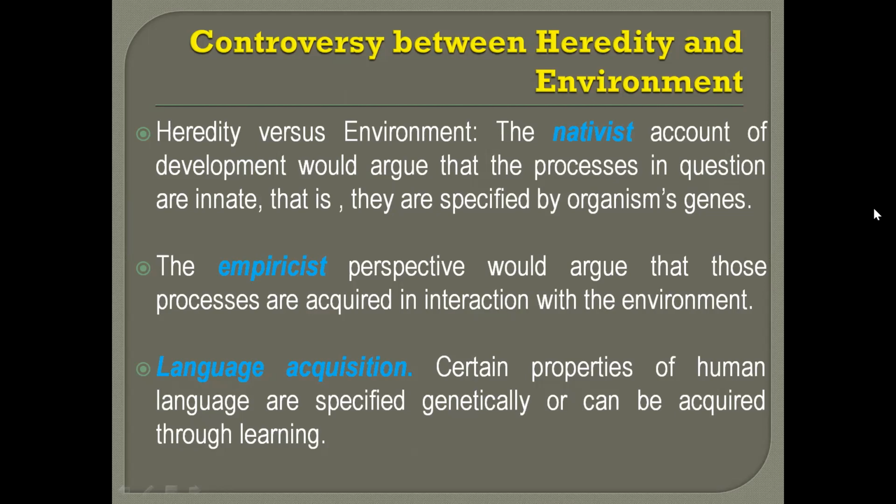One of the significant issues in developmental psychology is the relationship between innateness and environmental influence in regard to any particular aspect of development. This is often referred to as heredity versus environment. On the one hand, the development of an individual is specified by what is innate, that is, inborn, which is an organism's genes. Whereas the empiricist perspective holds that development is acquired in interaction with the environment.